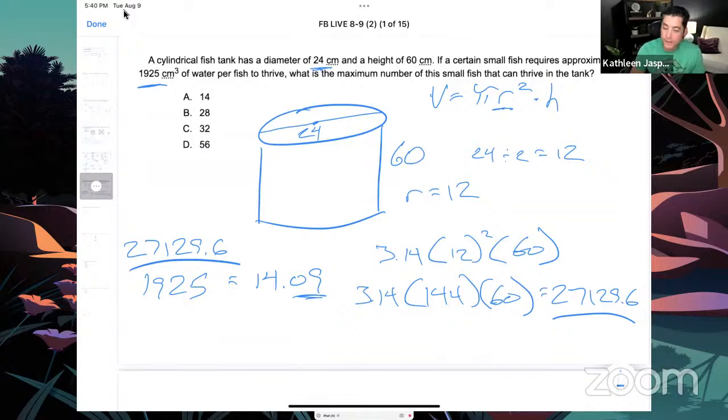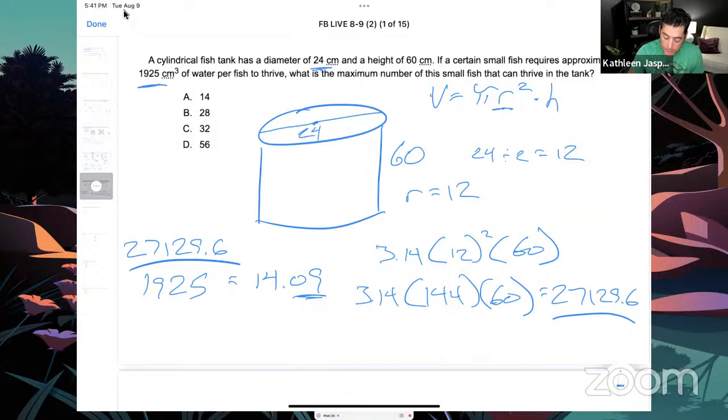Usually when we deal with whole objects, like if it asks for how many tiles would it take to tile this fish tank, whatever, and I got 14.09, then the answer would be 15. You would always round up when you have physical objects.